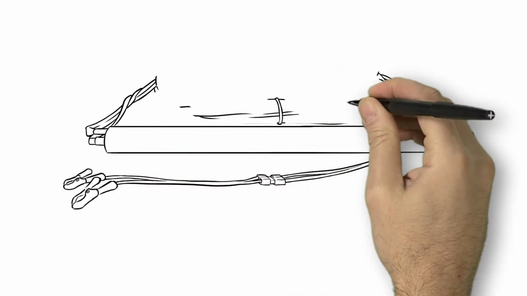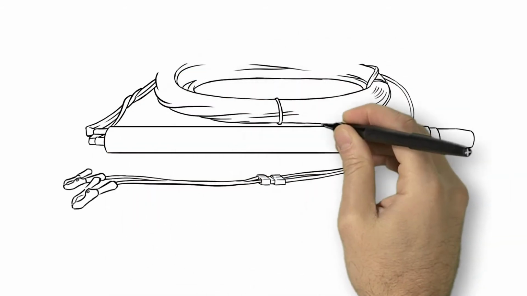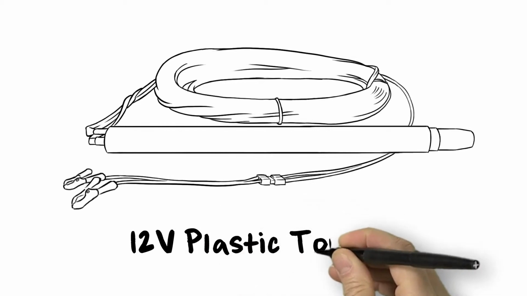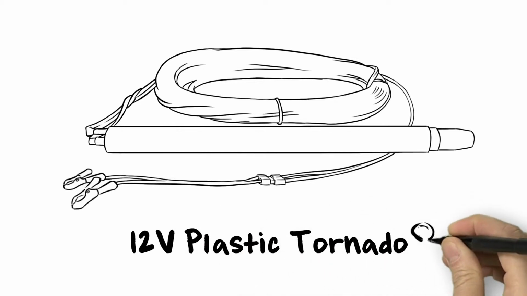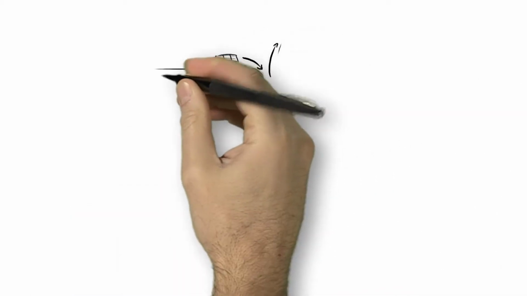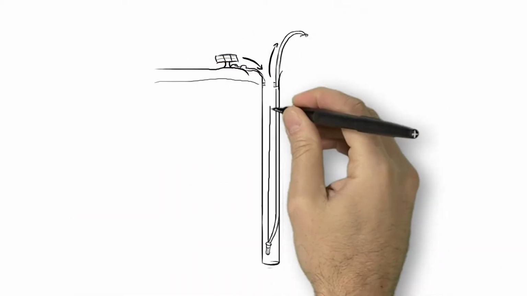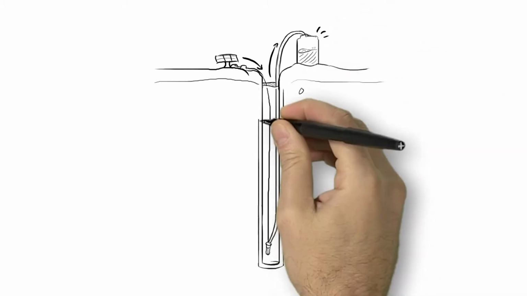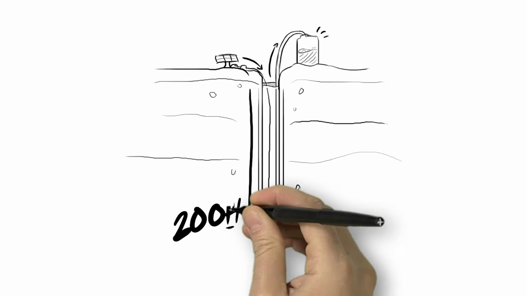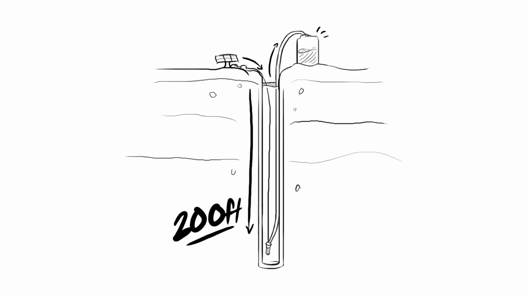Why not use one of Proactive Environmental Products 12-volt plastic pumps? I heard that Proactive has engineered several 12-volt plastic pumps that are perfect for your tough groundwater sampling event. All of Proactive's 12-volt standard and high-performance pumps fit into a Schedule 40 and 80 2-inch well or larger and are capable of lifting from 200 feet depth to water.